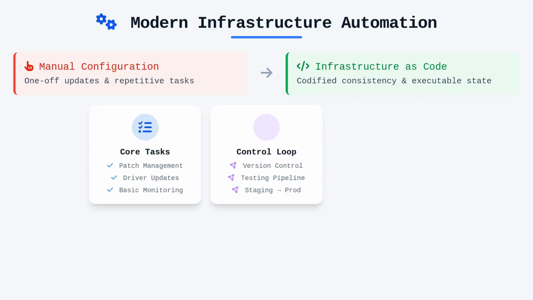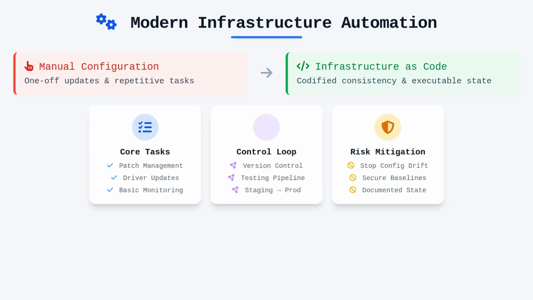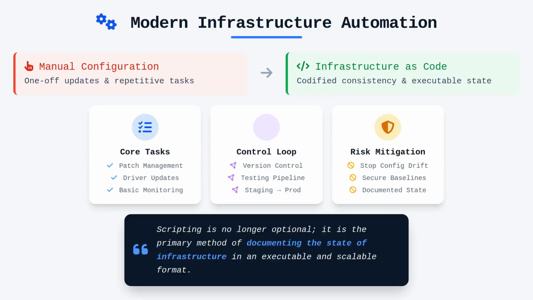This approach minimizes the risk of configuration drift, where individual servers unknowingly evolve into states that deviate from your established security baseline. When you execute a script, you are essentially documenting the state of your infrastructure in an executable format. If a server requires a specific security patch, that action should be deployed through an automated pipeline that tests the change in a staging environment before pushing it to production.